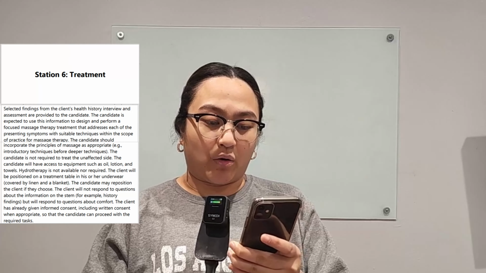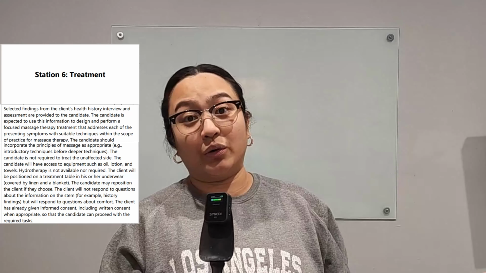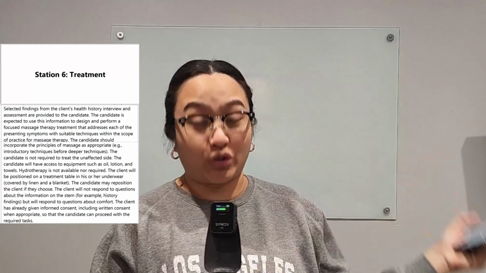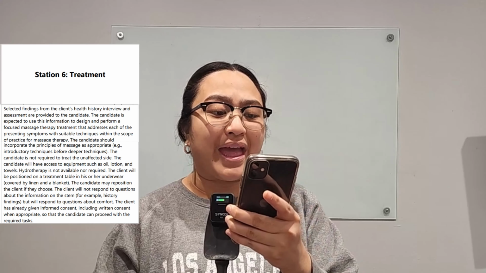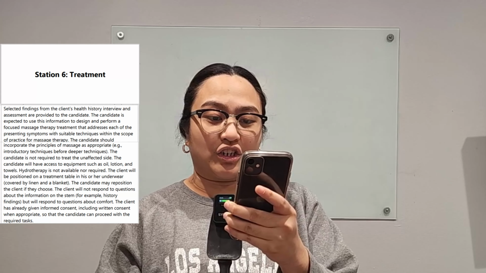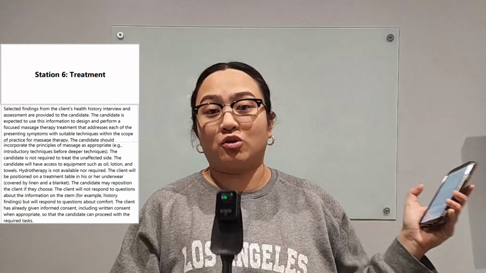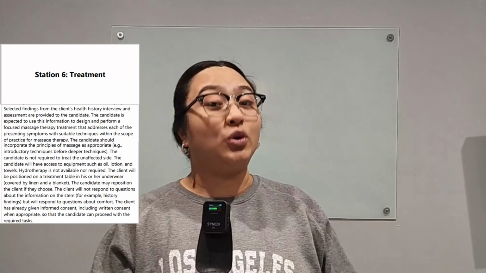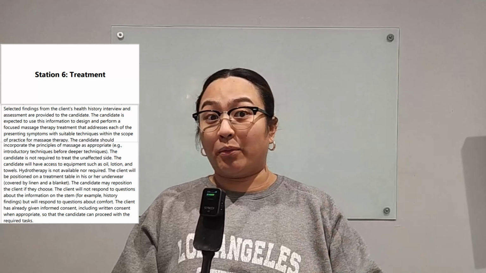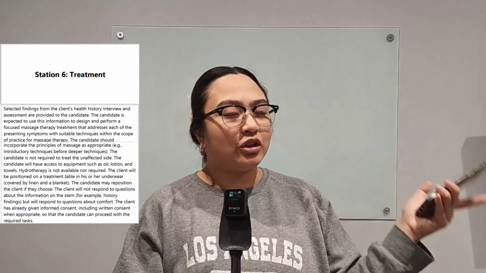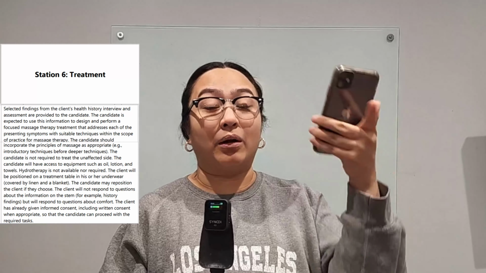Then the candidate is not required to treat the unaffected side. So you do not have to go to the unaffected side, because I know that the rule is before you go to the affected side, you treat the unaffected side first. But again, for this one, go straight to the problem. The candidate will have access to equipment such as oil, lotion, and towels. Hydrotherapy is not available nor required. So it means for those techniques where you can use heat packs or any type of hydrotherapy, like trigger points or warm-ups, you don't need to use it. So it means, for me, you need to actually warm up regularly.